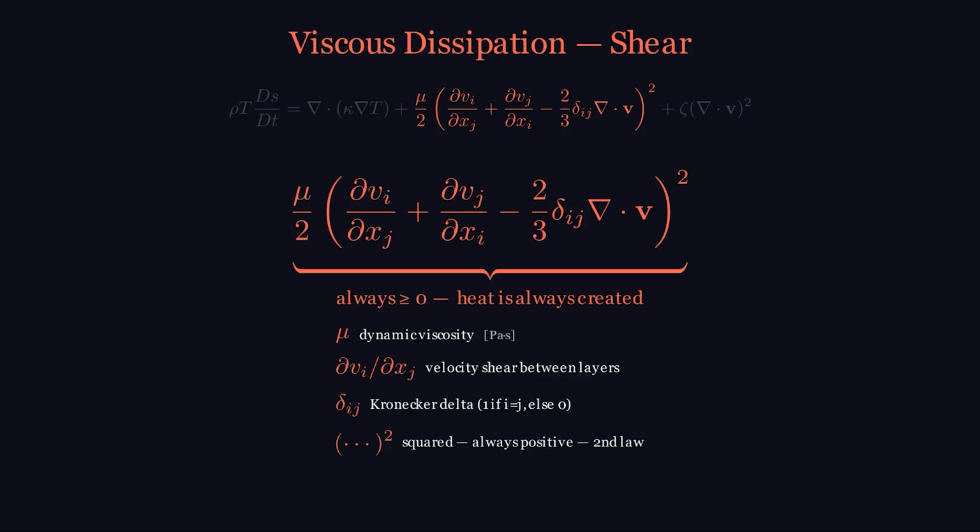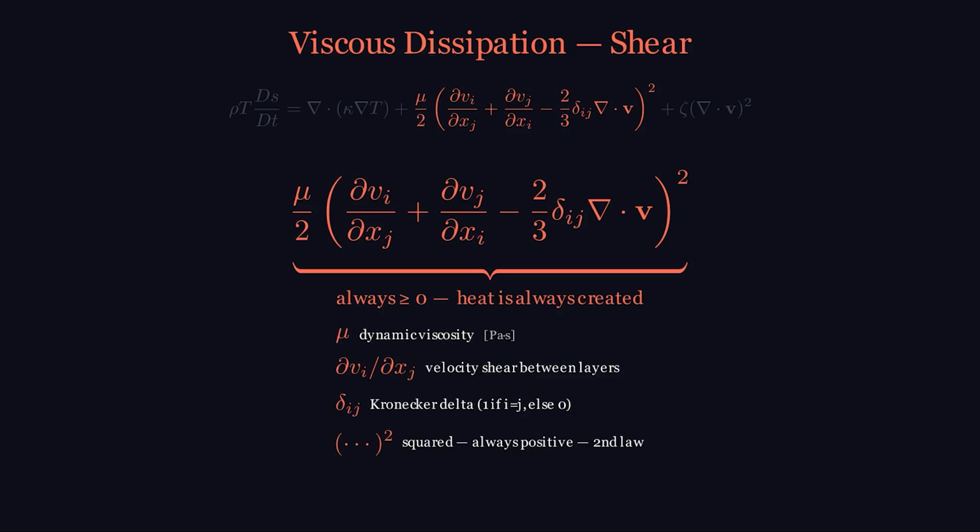The next term in this expression is the Kronecker delta. It equals 1 when i equals j and 0 otherwise. Thus, this term accounts for the compression or expansion of the fluid itself. The whole expression is squared, which is critical since it ensures that this term is always positive, since viscous dissipation always generates heat, whether the fluid is shearing one way or the other. And you can't really ungenerate heat.